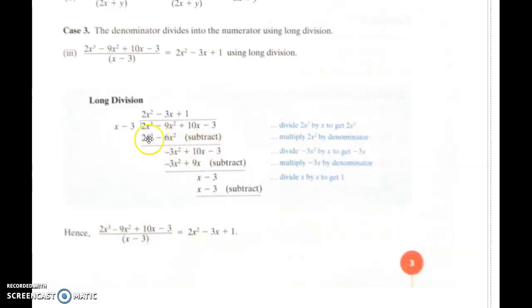I draw a line, change the signs and add them up, which is the same as subtracting. 2x cubed minus 2x cubed, nothing, it's gone. And then I have minus 9x squared minus 6x squared. Sorry, that'll be plus 6x squared when we change the sign, and that gives us minus 3x squared. I take down the rest of the equation and I start again. X goes into minus 3x squared minus 3x times. Minus 3x by x is minus 3x squared, minus 3x by minus 3 is plus 9. I draw a line, I change the signs.